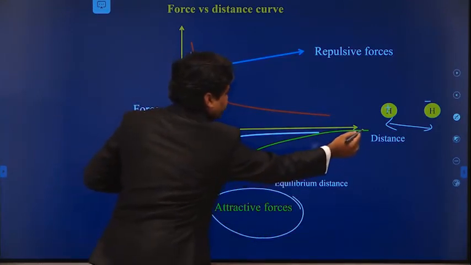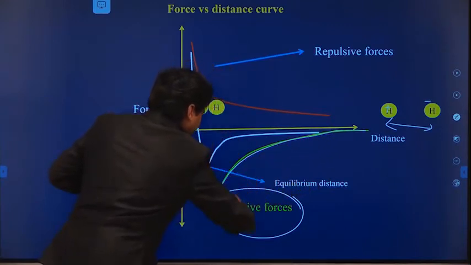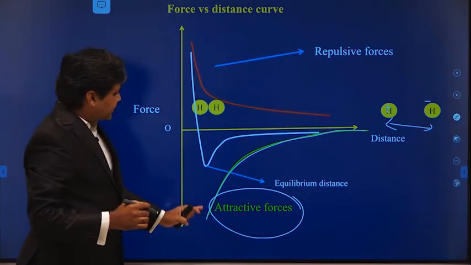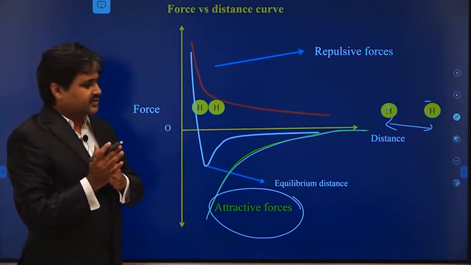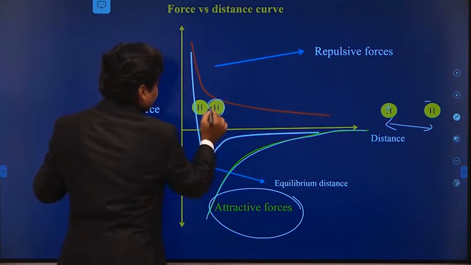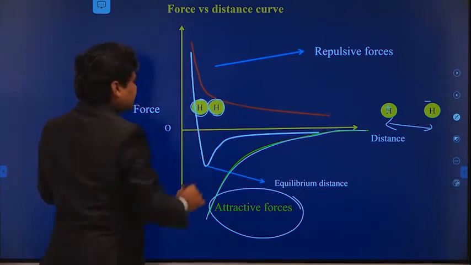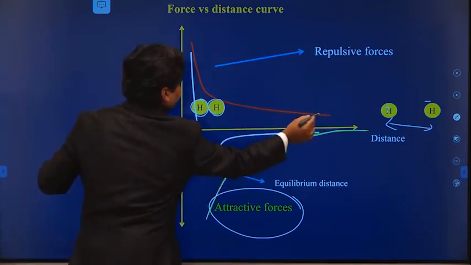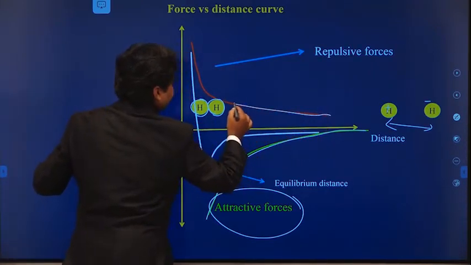Here you can see the attractive force is always negative, and when the atoms come close together, the attractive force starts to increase. Since this is a negative electron cloud and this is also a negative electron cloud, and similar charges repel, the repulsive force starts to increase. Here the repulsive force is still minimal.